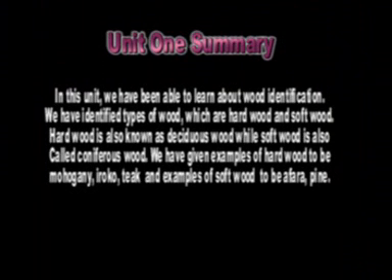Summary: in this unit, we've been able to learn about wood identification. We have identified types of wood, which are hardwood and softwood. Hardwood is also known as deciduous wood, as I said earlier, while softwood is also called coniferous wood. We have given examples of hardwood to be mahogany, iroko, teak, and examples of softwood to be afara and pine.